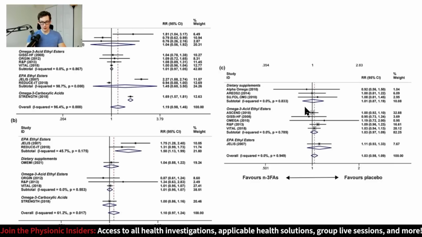C, cancer: across the board, there was no increased risk. Actually, now that I look at it, it's kind of funny that they put EPA ethyl esters down here and then they put it up here, maybe because they want to accentuate it. I don't know, it's kind of odd that they would switch the places, but you get used to it, right? Dietary supplements was up here, whatever, it doesn't matter. The point is that there's no increased risk of cancer with omega-3s. It didn't matter which type you looked at.